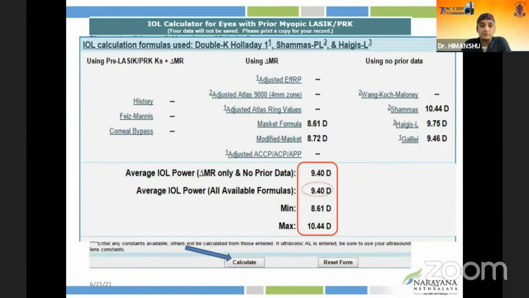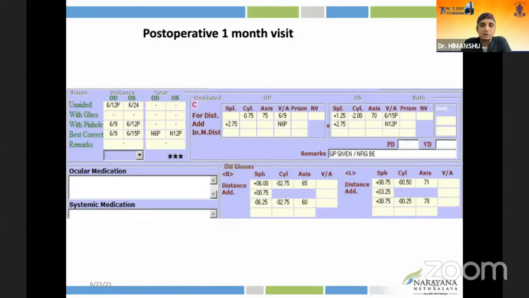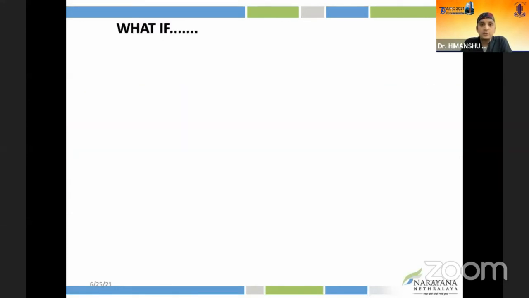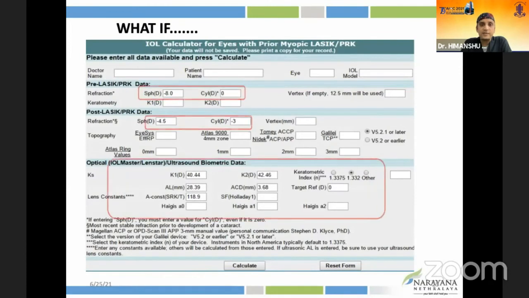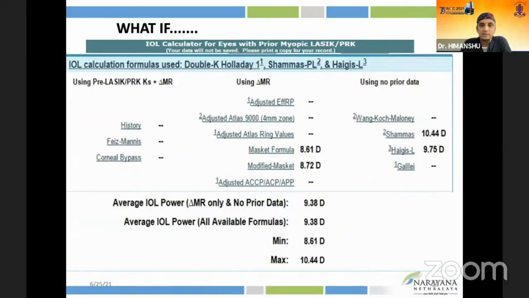Now, if we use this power in the toric calculator, we put that in as the spherical power. Using the toric calculator, we got the lens power, and we got a significant visual outcome. So what if we didn't put in any of this data, like keratometric data or the topographic data? That means we only have history as well as the keratometry value with us. And if we calculate, we still got similar power.